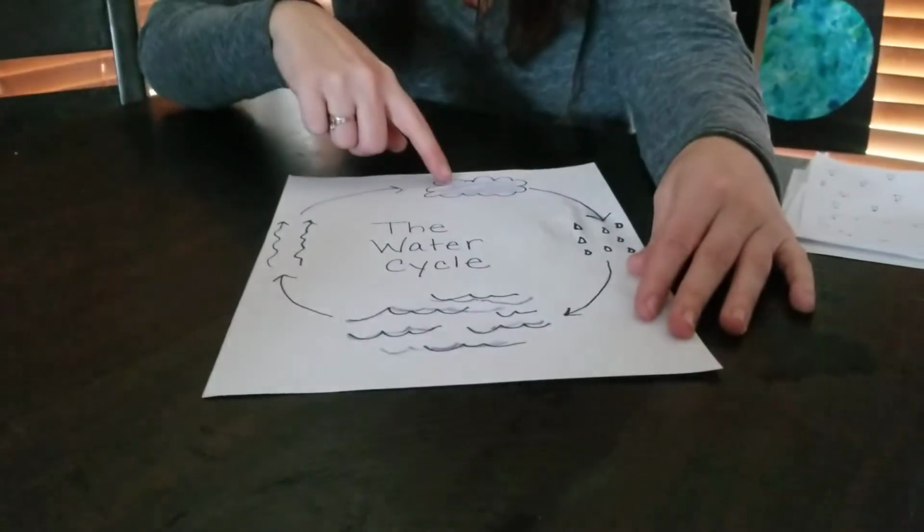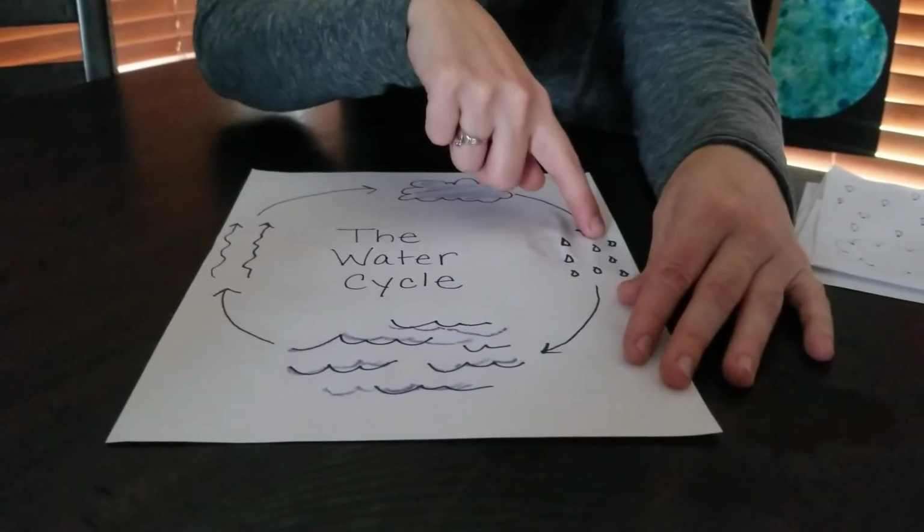Now those droplets come together and come together and come together, and they make those clouds so heavy that the clouds can't hold them anymore and they need to come down. So that's our next part of the water cycle we call precipitation. Let's try that one. Precipitation. Good. So that is another really big word for rain.